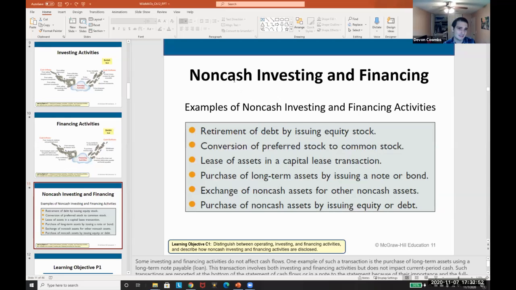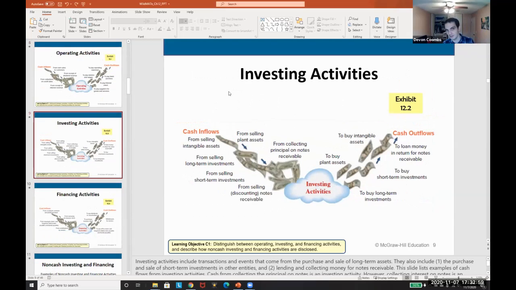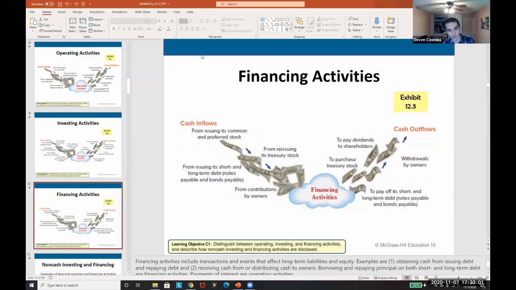The last piece is, so to recap, I want to keep it simple. What are operating activities? Short-term assets, short-term liabilities. What are investing activities? Default to long-term assets. What are financing activities? Default to long-term liabilities and equity. That's it. Super easy if you think about it in that framework.